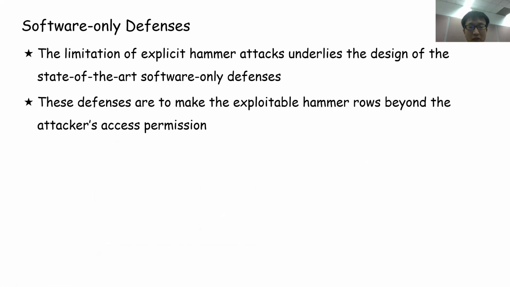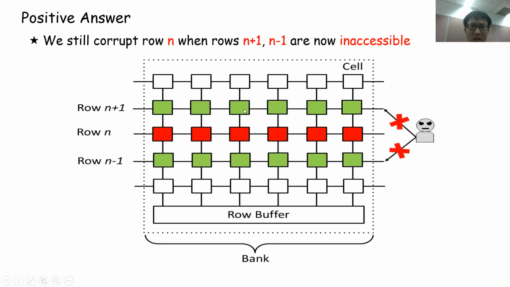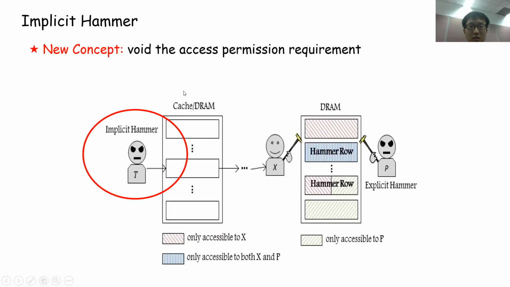These Rowhammer defenses are to make the exploitable hammer rows beyond the attacker's access permission, thus defending against the Rowhammer attacks. So our question is whether Rowhammer attacks are feasible without access permission to exploitable hammer rows, thus bypassing the software-only defenses. We provide a positive answer to this question. That is, we are still able to corrupt row N when rows N+1 and N-1 are now inaccessible to the attacker. We introduce a new concept of Implicit Hammer.